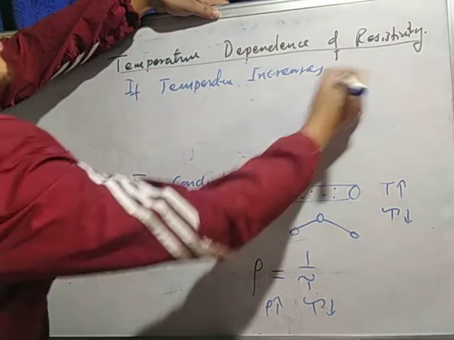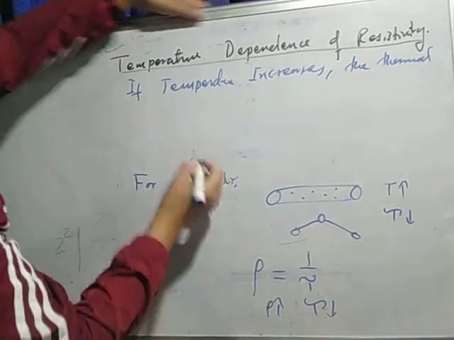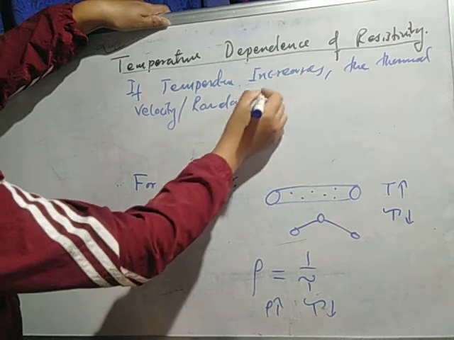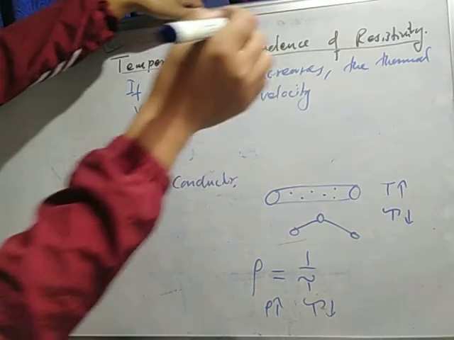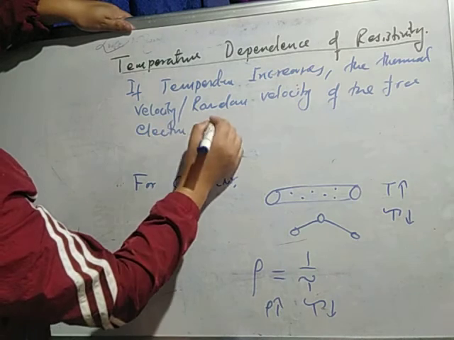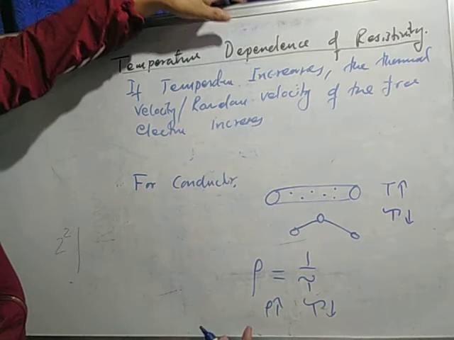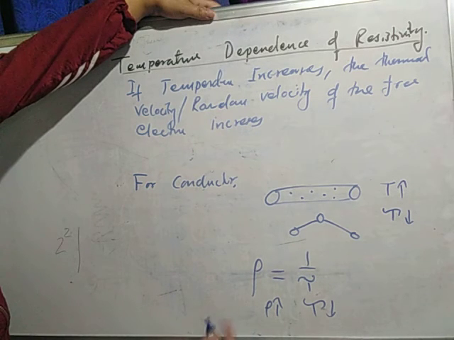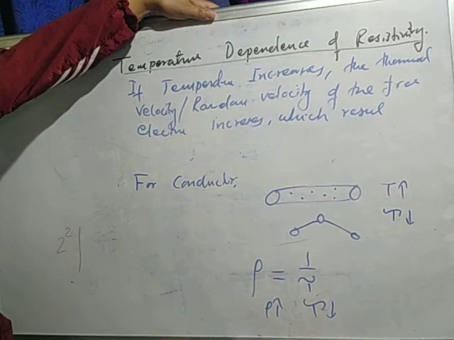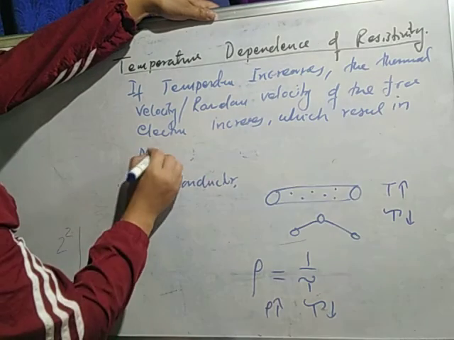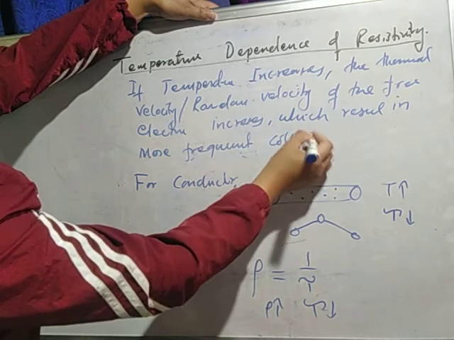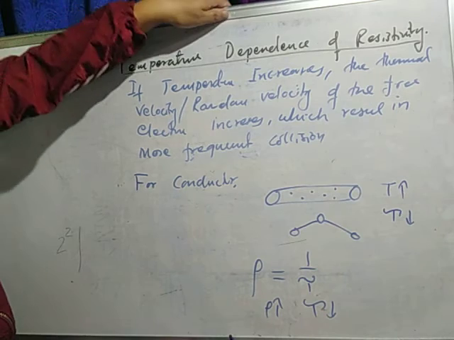If temperature increases, the thermal velocity, or random velocity, of the free electrons increases. So if you increase the temperature, the random velocity of an electron increases, which results in more frequent collisions, isn't it? They will collide with each other sooner.